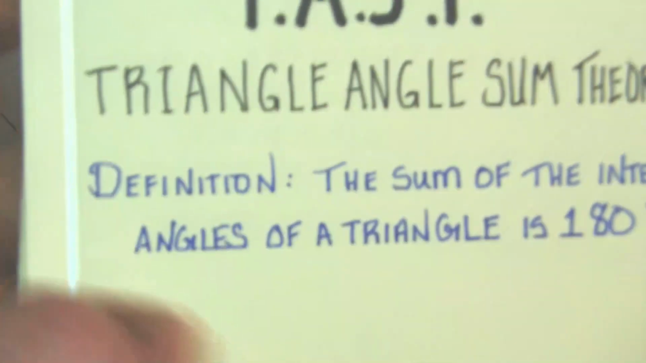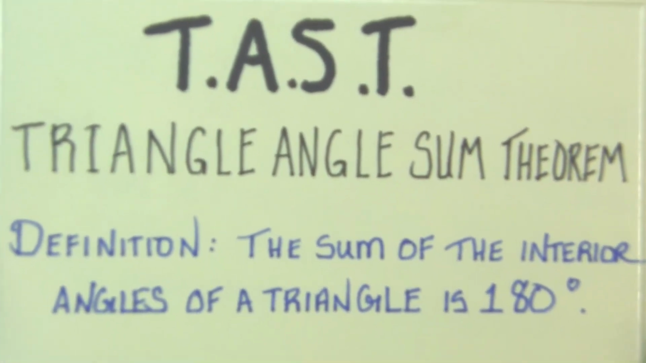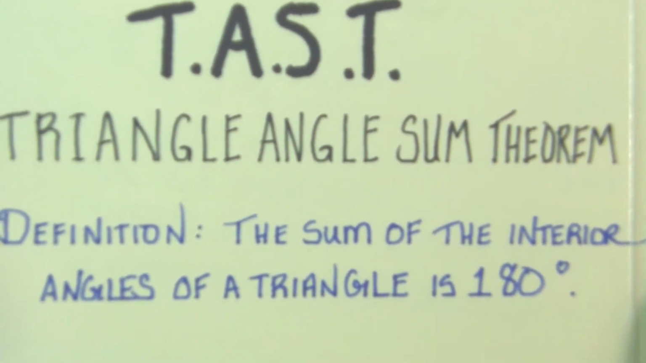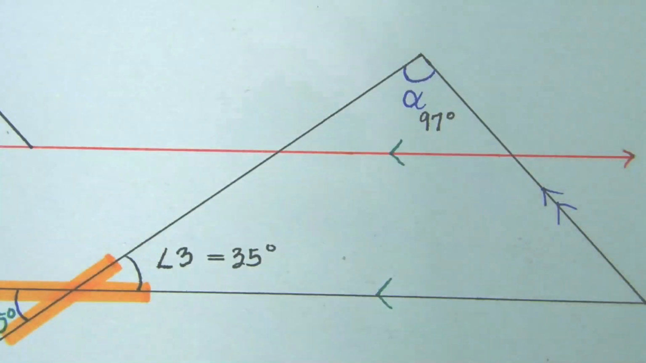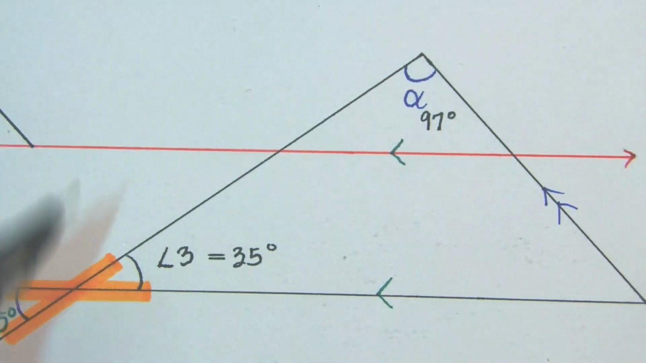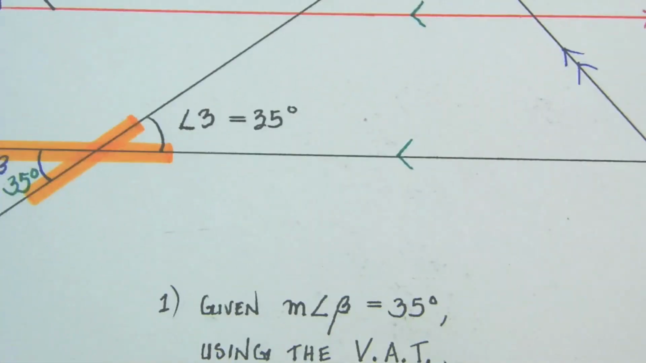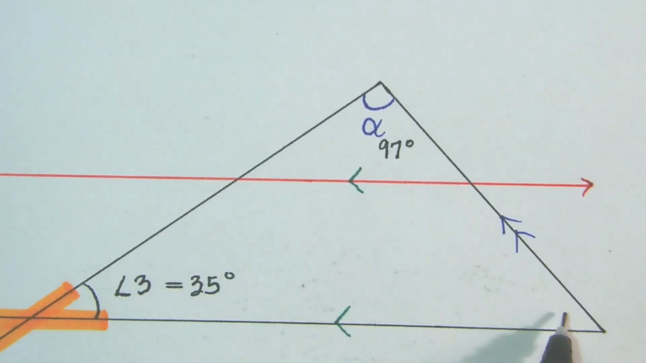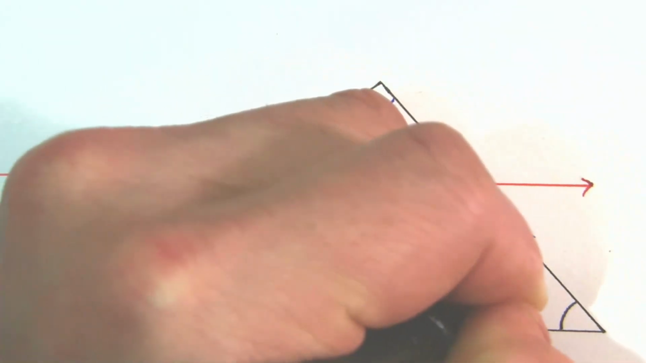There we go. The triangle angle sum theorem, or TASTE, as we call it. Definition says the sum of the interior angles of a triangle is 180 degrees. All right, so now by TASTE, you can say this was like step 1 down here. All right. So we can find this angle over here, which we're going to call angle 4.